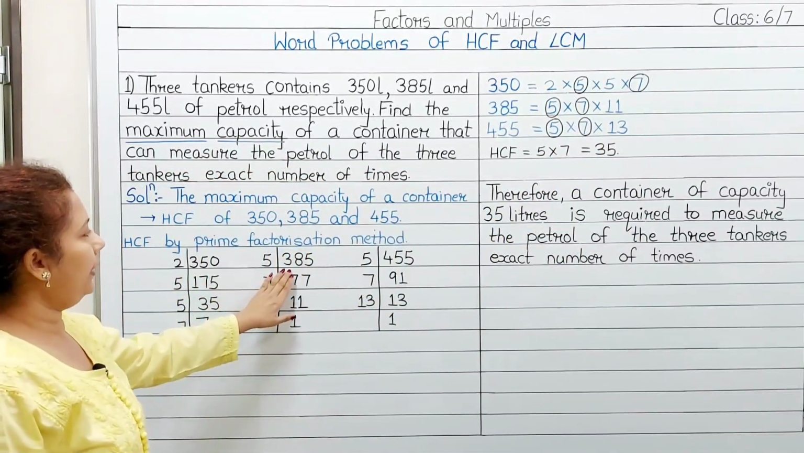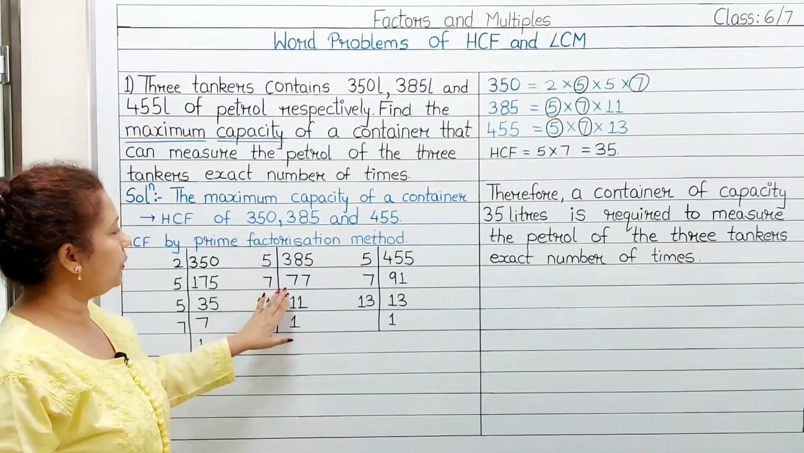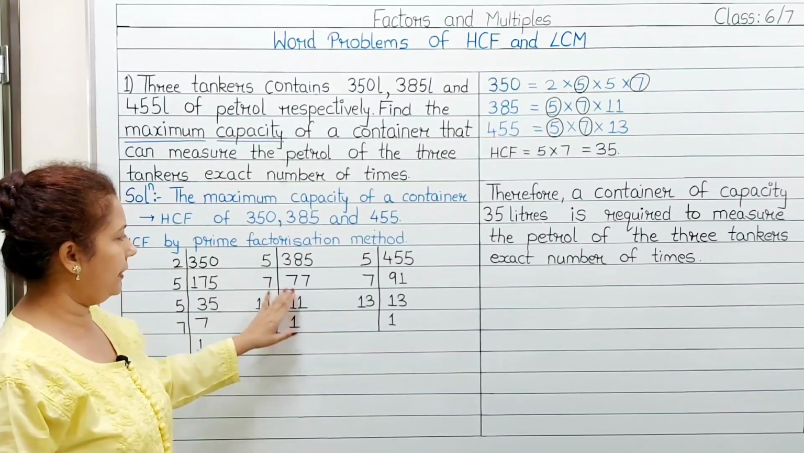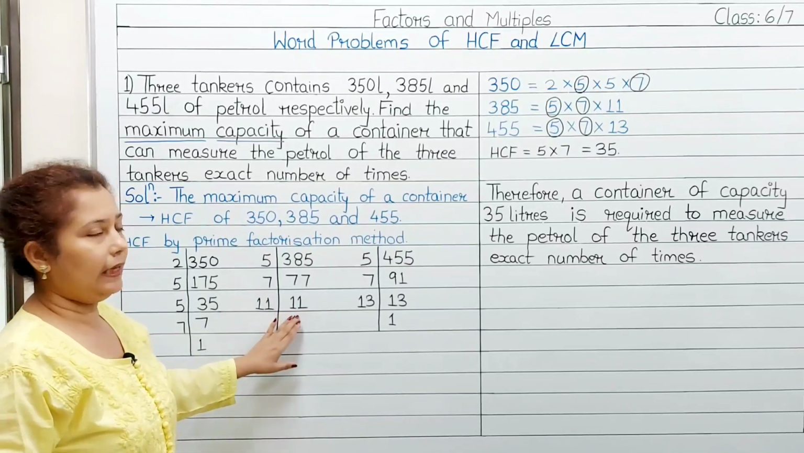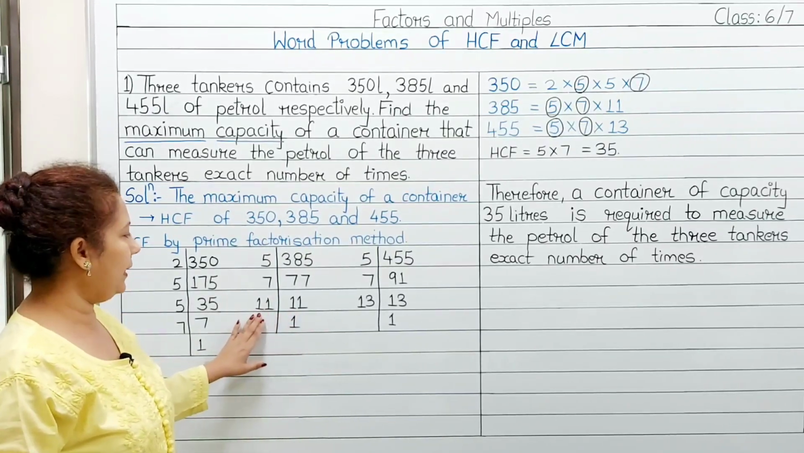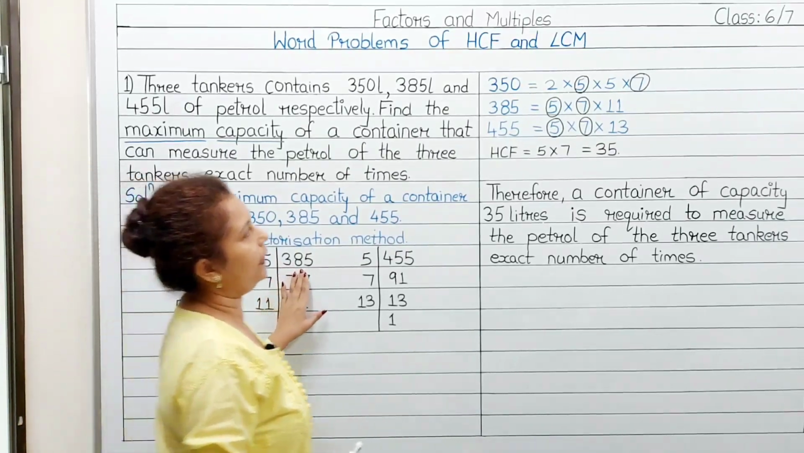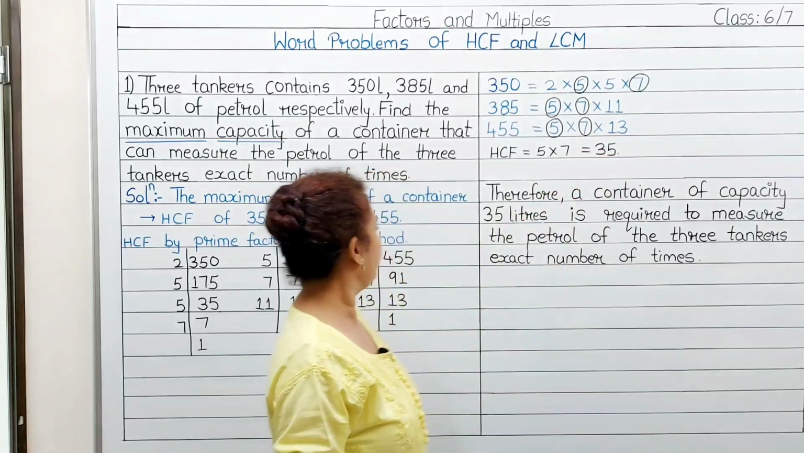Next is 385. It is divisible by 5. So 385 divided by 5 is 77. When 77 is divided by 7, we get 11. We divide 11 and we get 1. So the factors of 385 are 5, 7, 11.